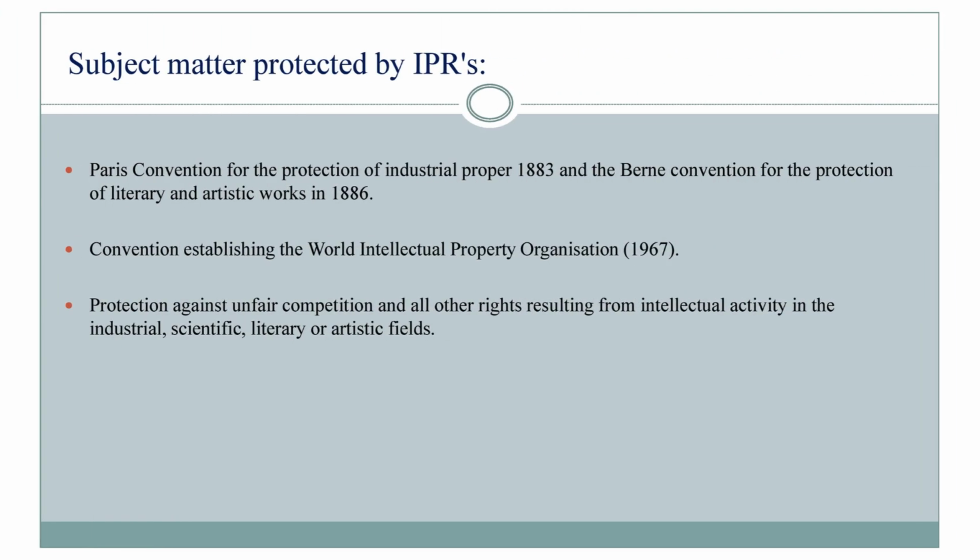Moving on to subject matter protected by IPRs. The first point is the Paris Convention for the Protection of Industrial Property, 1883, and the Berne Convention for the Protection of Literary and Artistic Works in 1886. The next point is the Convention Establishing the World Intellectual Property Organization, 1967. And finally, protection against unfair competition and all other rights resulting from intellectual activity in the industrial, scientific, literary, or artistic fields.